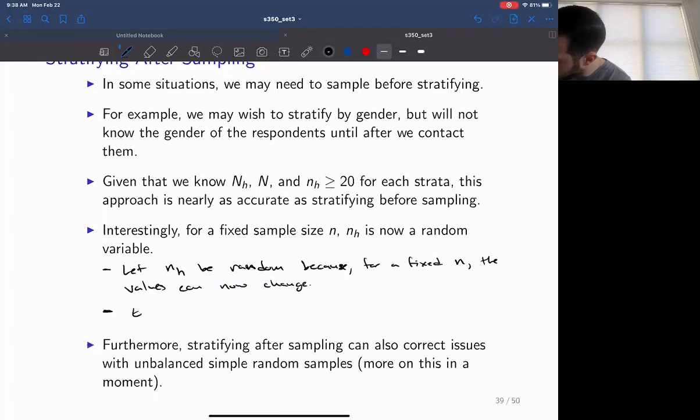So then we can show that the expected value of little nh, which is now a random value in this post-stratification approach, is going to be equal to little n multiplied by WH, right? Which makes sense. So basically we're saying that the expected value of the number of observations in each strata is equal to the proportional allocation of the sample based off of the true strata proportions.